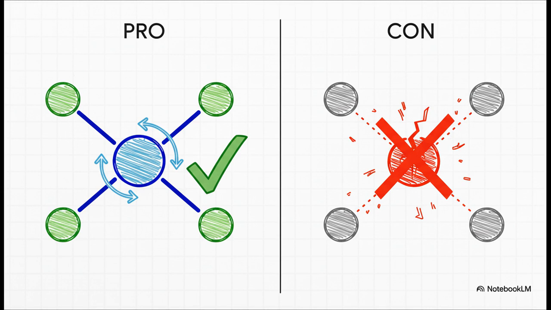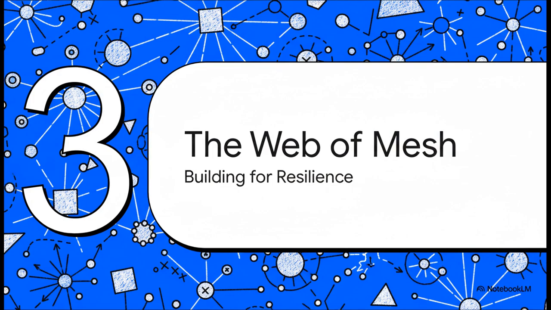Nothing goes anywhere. Yeah, that single point of failure, that's a risk most businesses just can't take, especially for their critical operations. So the question becomes, how do you build a network that's truly resilient, one that can survive pretty much anything? Well, you build a web.